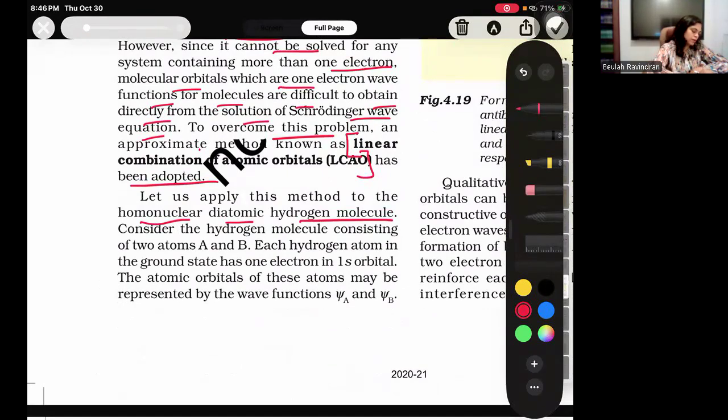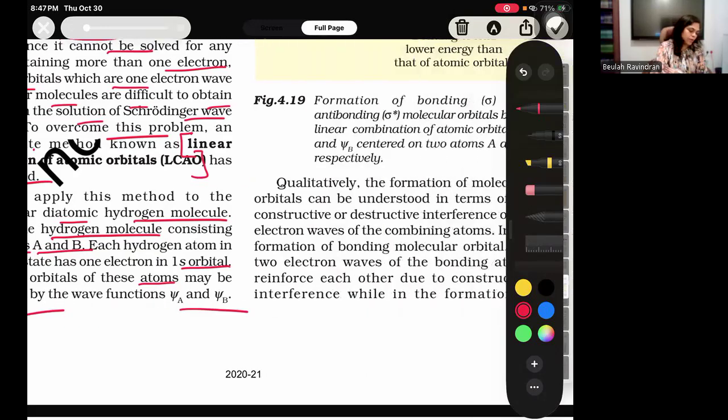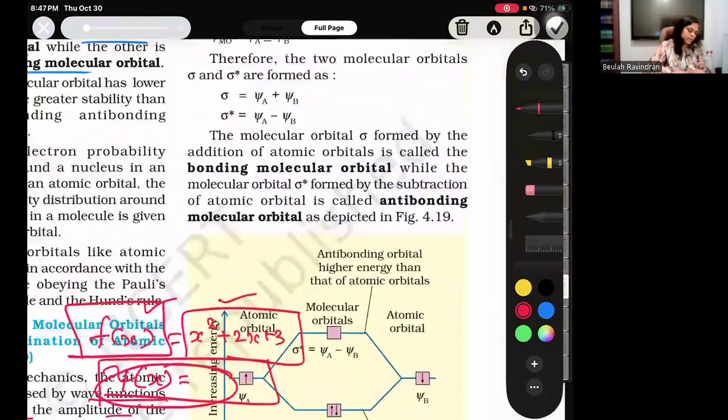So two atoms, A and B, make a hydrogen molecule. A hydrogen atom in the ground state has one electron in the 1s orbital. The atomic orbitals of these atoms may be represented by the wave functions psi A and psi B. Like this, you have represented.